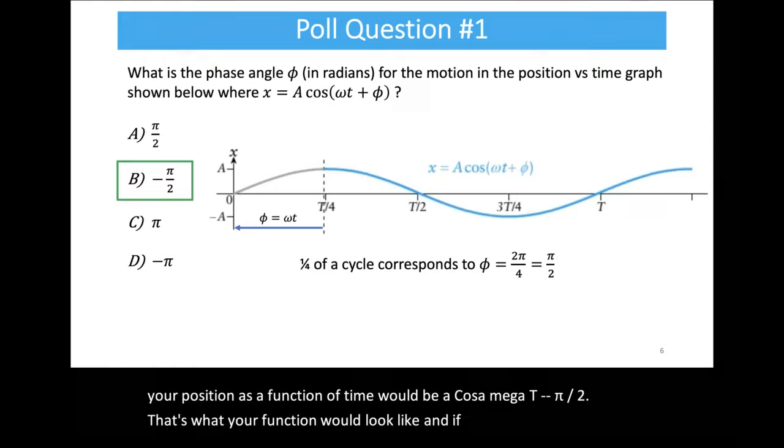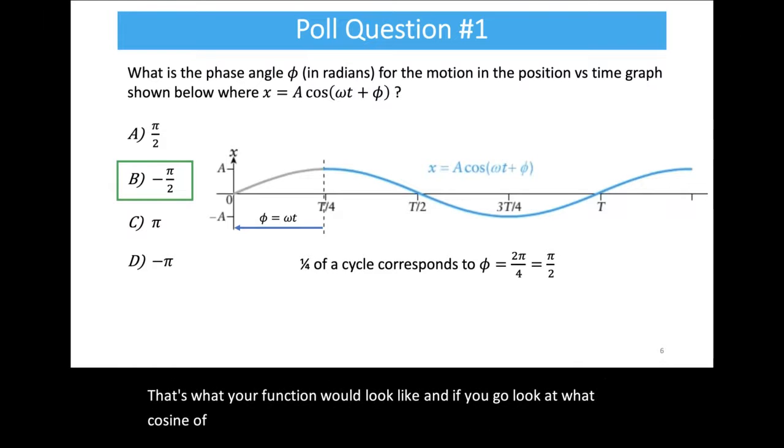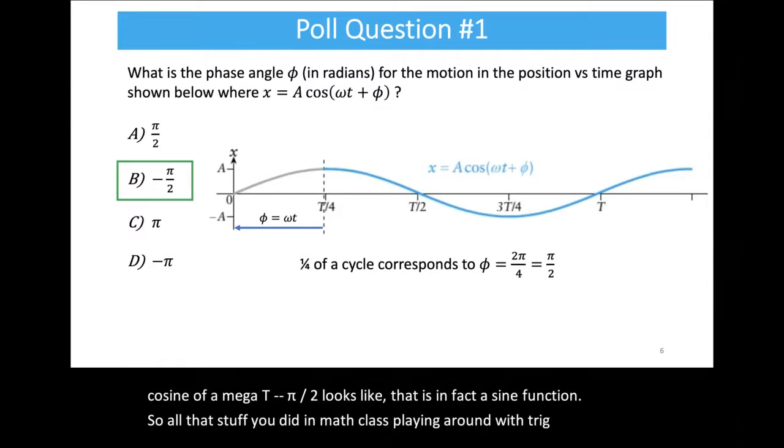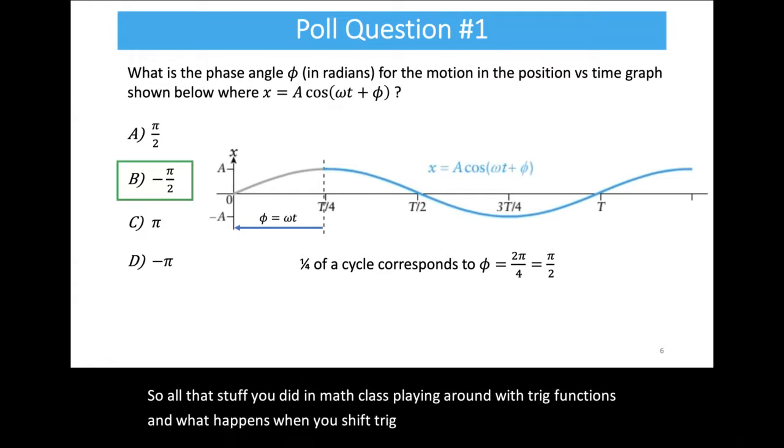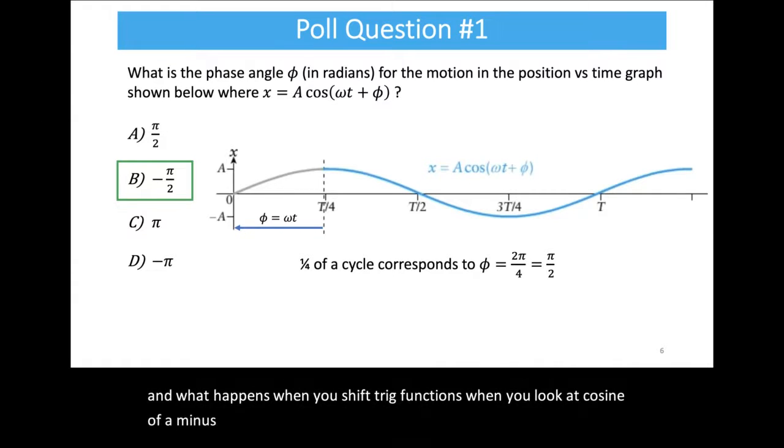And if you go look at what cosine of omega t minus pi over 2 looks like, that is, in fact, a sine function. So all that stuff you did in math class, playing around with trig functions and what happens when you shift trig functions, when you look at cosine of a minus b, for example, that's actually really useful in physics when you're doing these things.